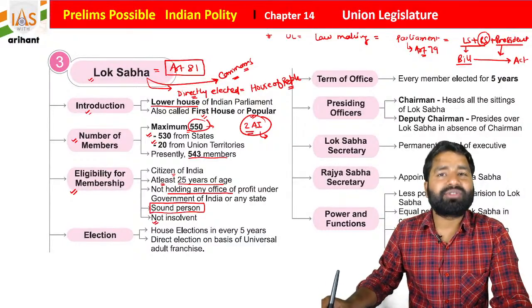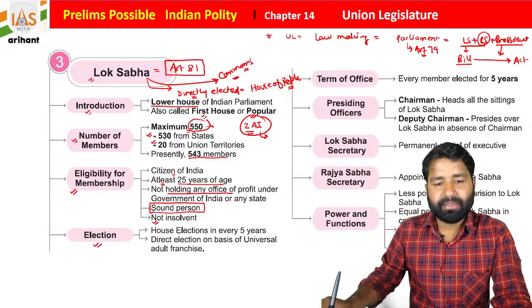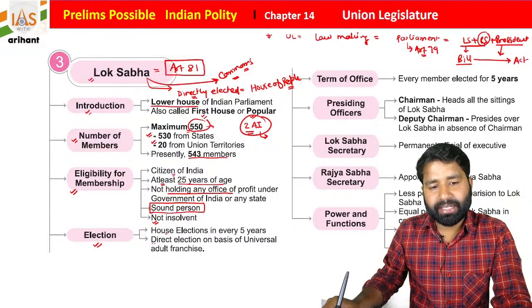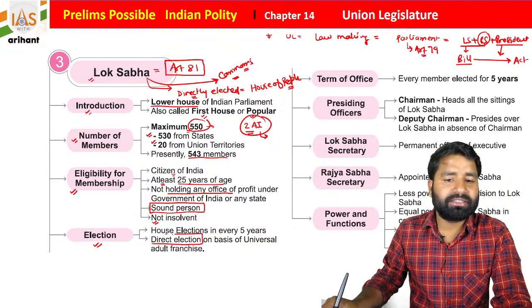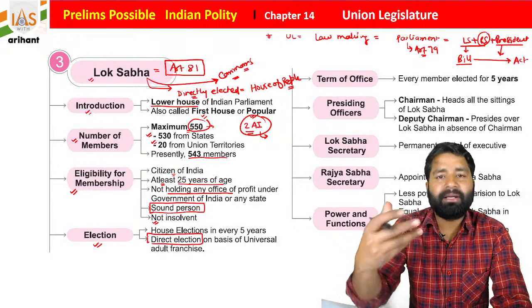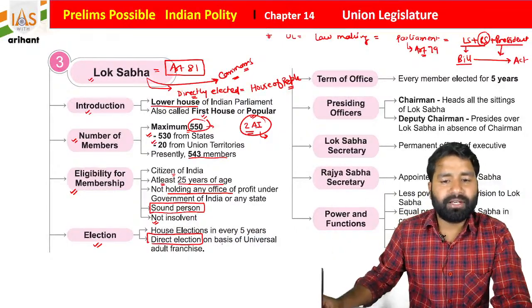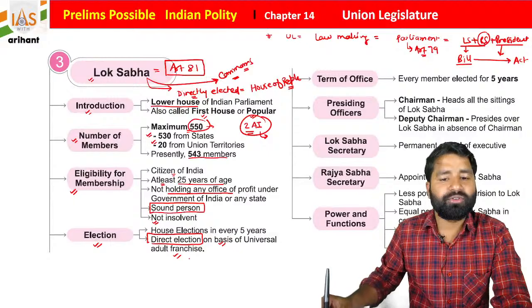He must not be insolvent. Now the election: in Lok Sabha there is a direct election, but in Rajya Sabha there is an indirect election, where members are elected by the electoral college. And students, the Lok Sabha election is done on the basis of universal adult franchise.